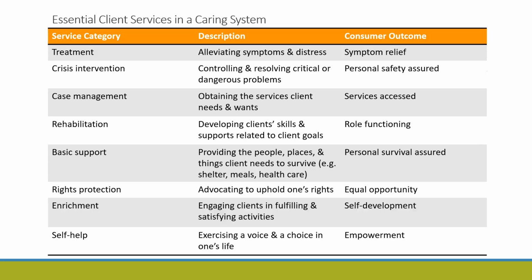3 other categories exist as well. These include rights protection, to advocate for one's rights, enrichment, to engage clients in fulfilling and satisfying activities, and the final category, self-help, where clients exercise a voice and a choice in their life, attaining empowerment. The services mainly directed at the impairment are the traditional clinical services of treatment, crisis intervention, case management, rehabilitation, and basic support. In a recovery-oriented system, these services deal with only a part of the impact of mental health and substance use symptoms. Recovery-oriented services include rights protection, enrichment, and self-help.